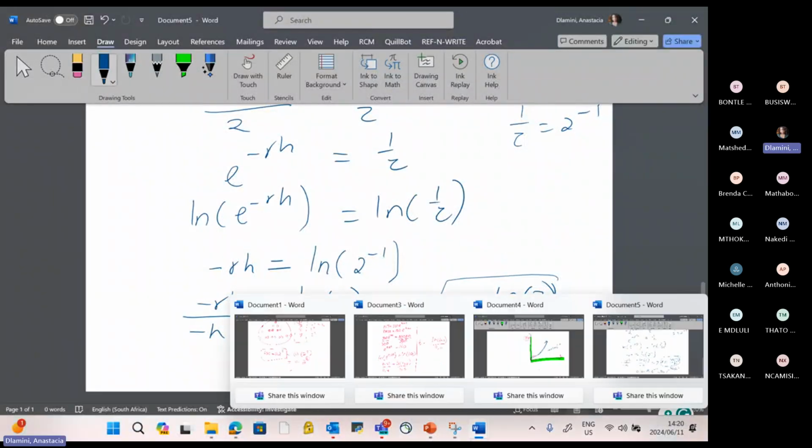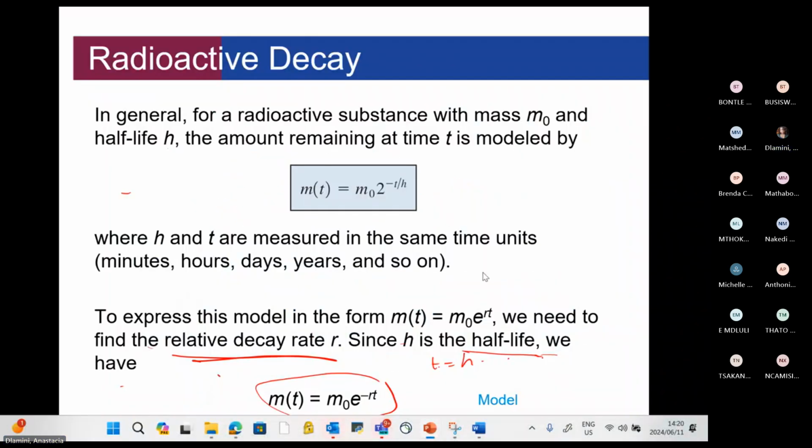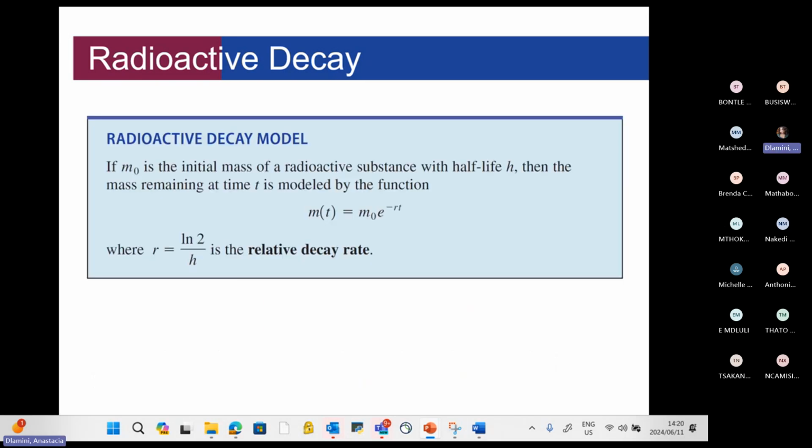Okay, please tell me if I confused someone because I was a bit confused myself. So this last equation allows us to find the rate R from H. They're saying the radioactive model: if M0 is the initial mass of a radioactive substance with half-life H, then the mass remaining at time T is modeled by this function here. And R is the radioactive rate, which is the one that we found there.